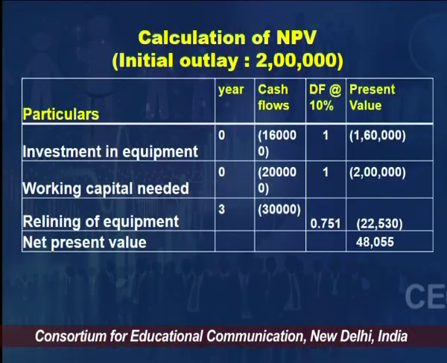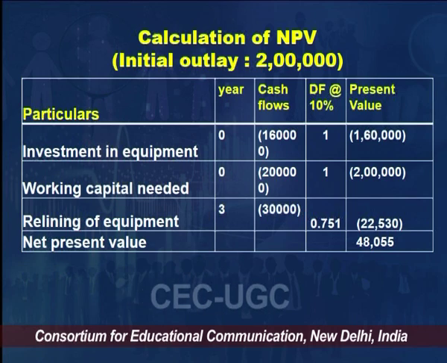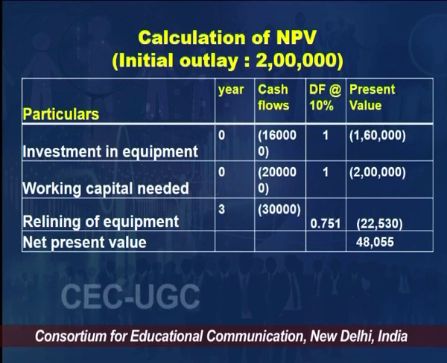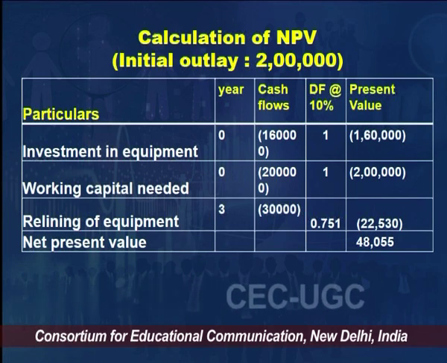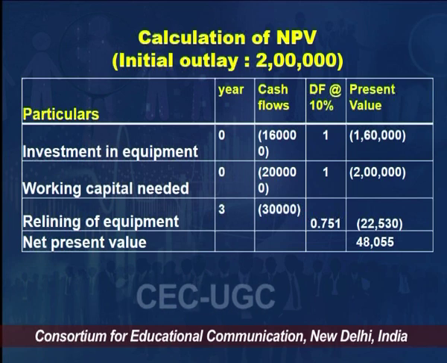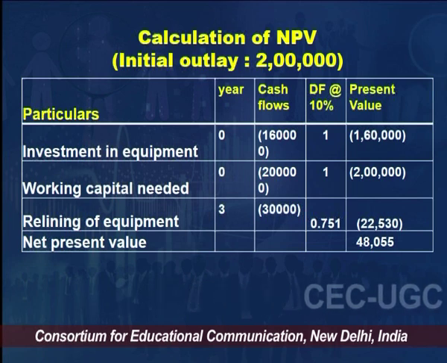And then the third thing was that we are going to realign the equipment. So, realigning of equipment in the third year, which is 30,000, here I need to discount, because it is happening not today, it is happening 3 years from now. So, the discount factor for 3 years at 10%, if you look at the table, would be 0.751. Multiplying 30,000 with 0.751, 22,530 is the present value of the equipment realignment, or otherwise overhauling or repair. Realigning is a kind of repair. Okay. So, these are the total outflows.